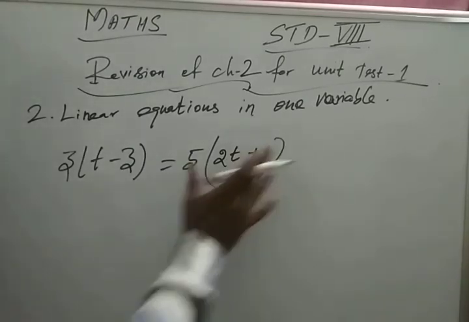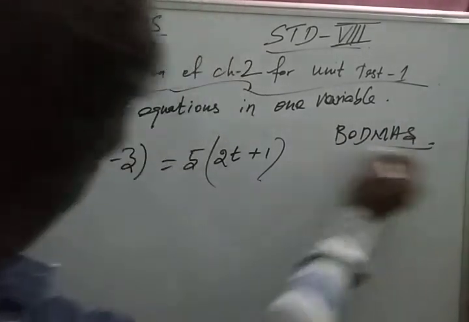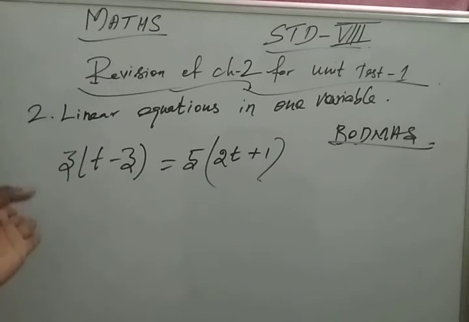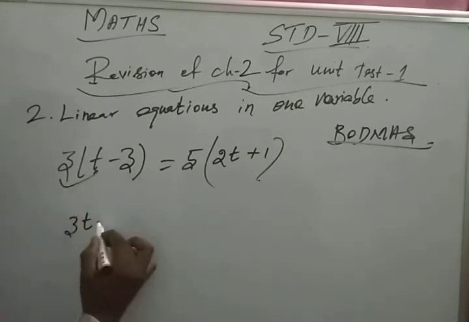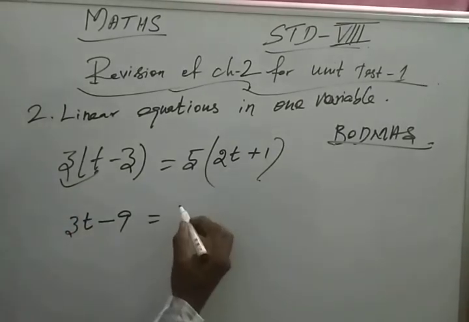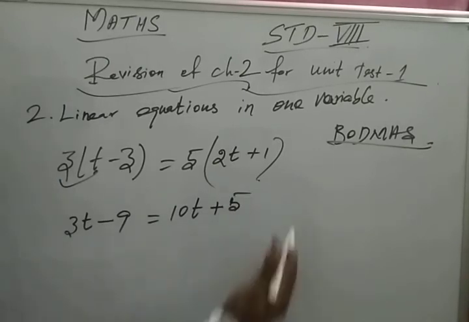First, we have to take out the brackets. We have learned that first we have to take the bracket off, then we have to divide, like that we have learned, right? Okay. So 3 into t, 3t minus 9 is equal to 5 into 2t, 10t plus 5.